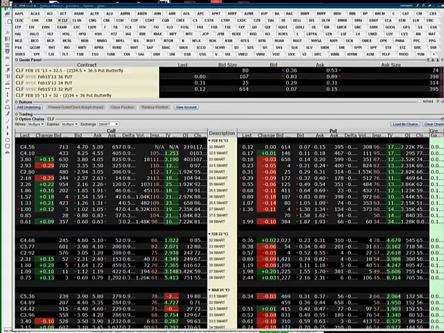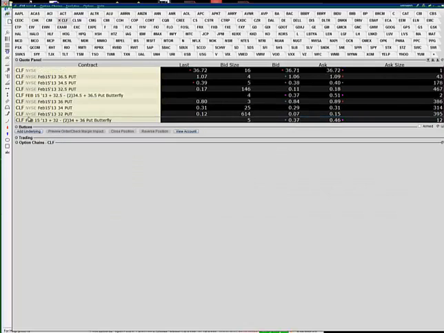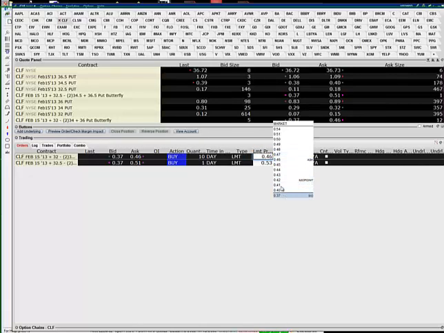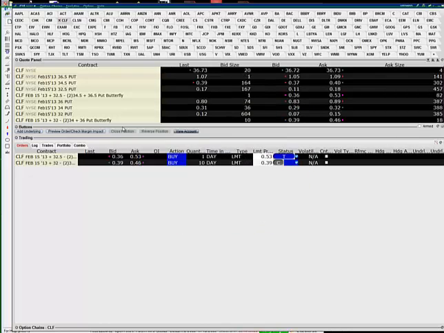Let me just see where this one's priced at. I like this one better. So I'm going to put a bid in here at mid-market. I'm going to put a penny above mid-market. So I'm going to put a 39 bid on this one. 36, 34, 32 put fly. I'm going to put a 39 bid on for it. I've not got filled on this.